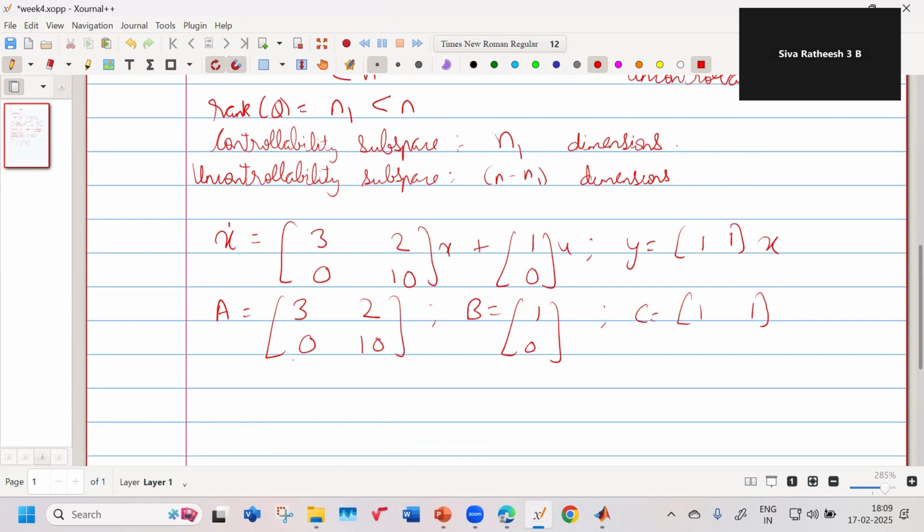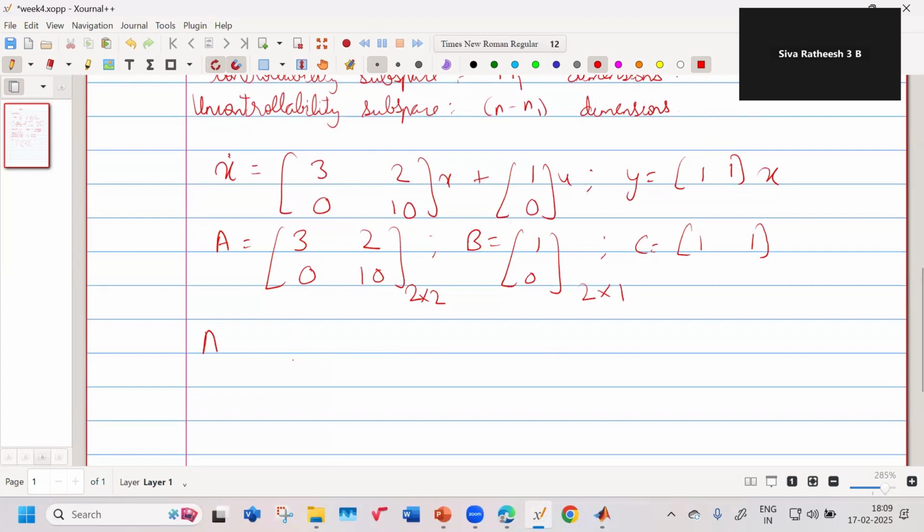The A matrix dimension is 2 cross 2, because it has 2 rows and 2 columns. The B matrix has 2 rows and 1 column, so it is 2 cross 1. So we can do A into B. A into B is [3, 2; 0, 10] times [1; 0]. 3 gets multiplied by 1, that is 3, and 2 gets multiplied by 0, so it is 0. So 3 plus 0 is 3. Then 0 into 1 is 0, and 10 into 0 is again 0. So AB is [3; 0], with dimension 2 cross 1.